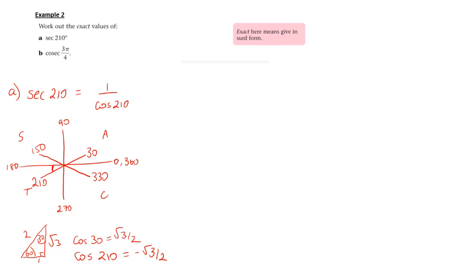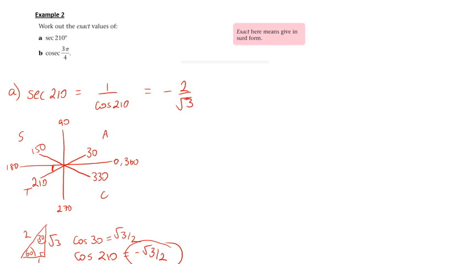So now going back to my original question, I wanted to work out sec of 210. I knew that it was the reciprocal of cos of 210. So if I use my answer now and I just find the reciprocal of it, I'm going to get minus 2 over root 3.